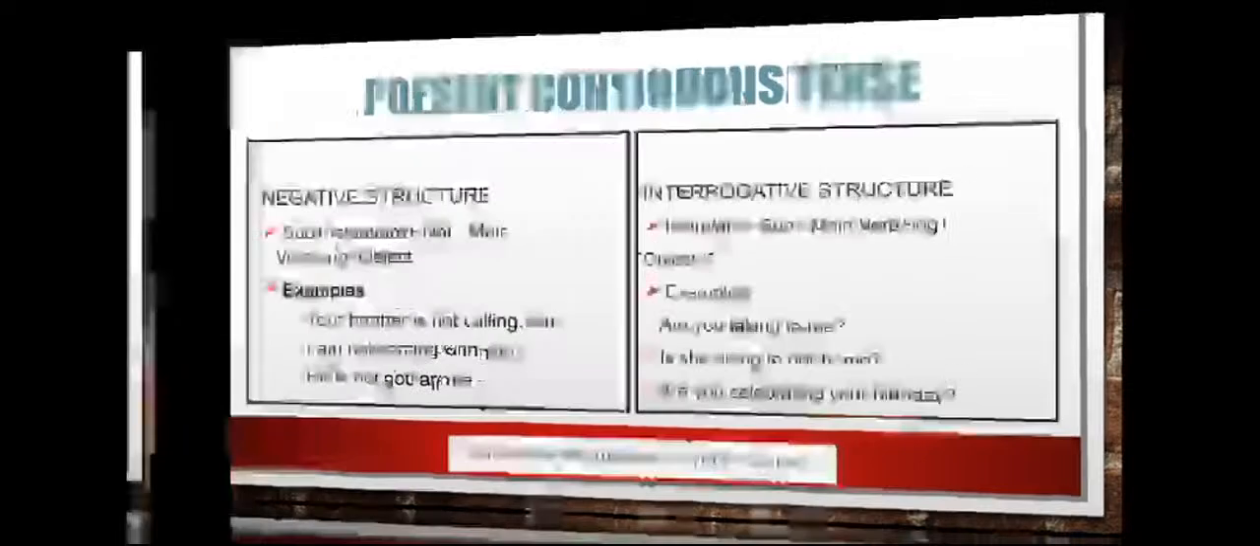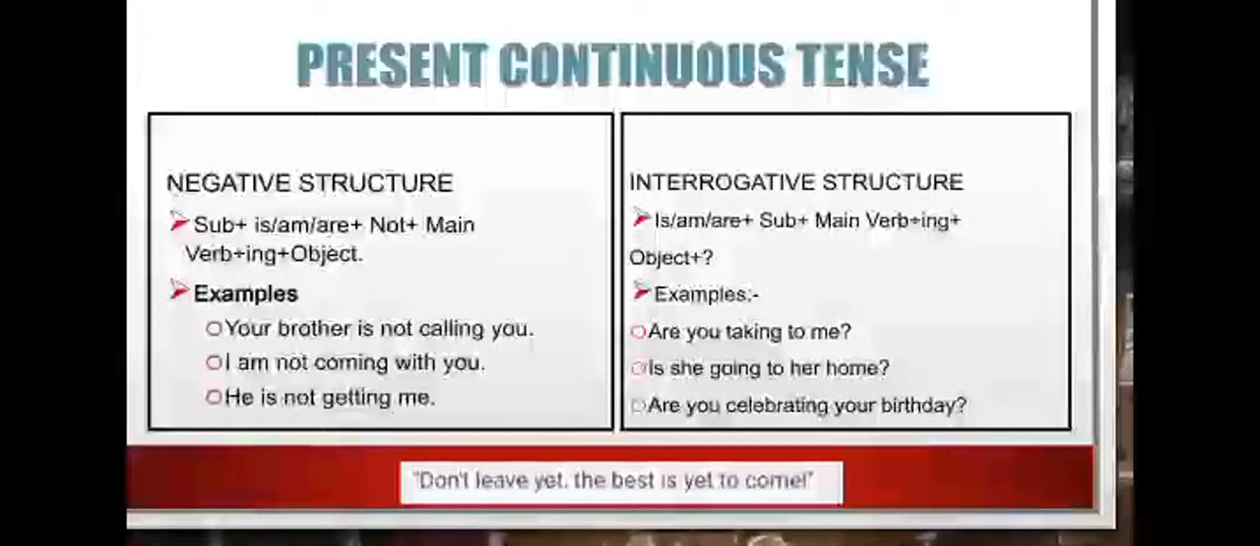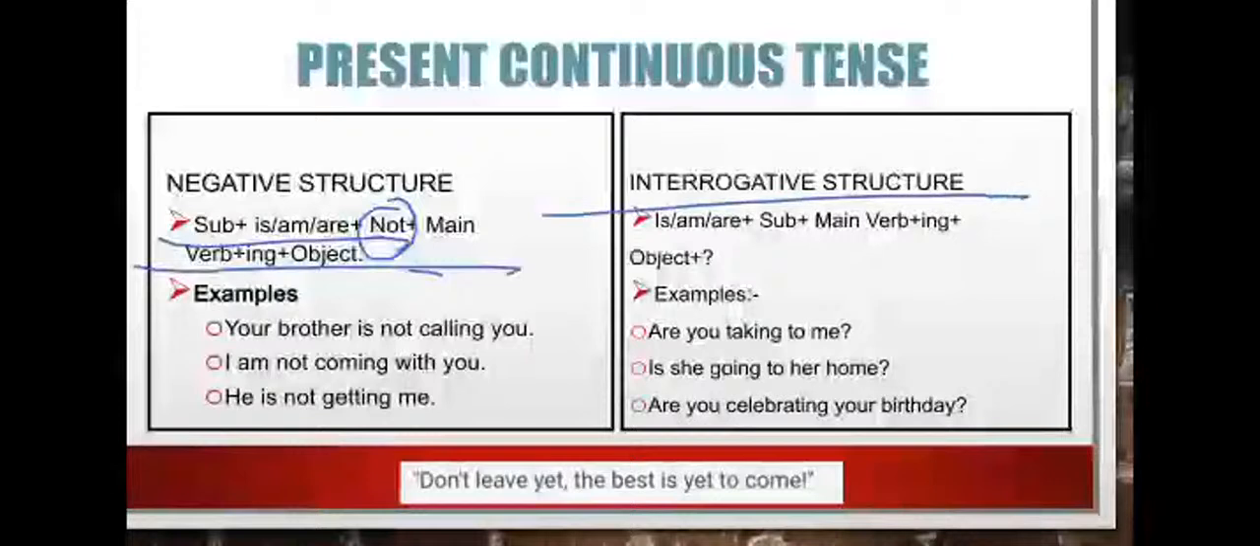Let's move on to its negative and interrogative structure. Negative structure construction goes like this: subject plus is, am, or are, and we have to add only not after the helping verb, and then the rest of the sentence, the main verb, fourth form of the main verb plus object. And in interrogative we have the helping verb in the beginning, and then subject, then main verb, fourth form of the verb, plus the object. And the question mark is very important, you have to keep it in your mind. We have to place the question mark or it won't be a question at all.